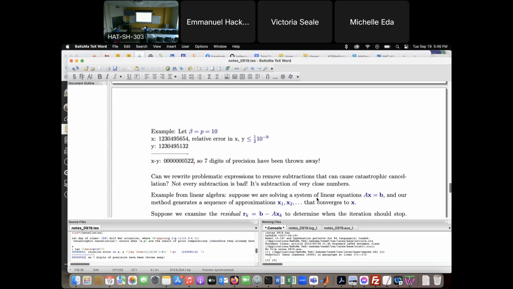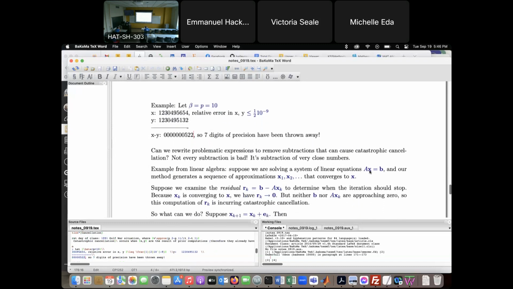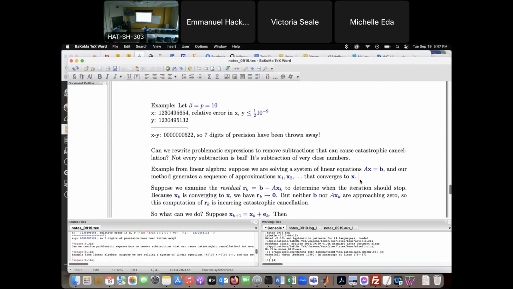Here's an example from linear algebra. And for those of you who are brave enough to take the second semester of the sequence, we'll see more of this. Okay. So let's suppose you're trying to solve a system of equations Ax = b. But we're not using the methods you learned in Math 326, where you're just doing your row operations and all that. Instead, you're generating a sequence of approximations, x1, x2, x3, that's designed to converge to the true solution, x. And you want to know when you can stop.